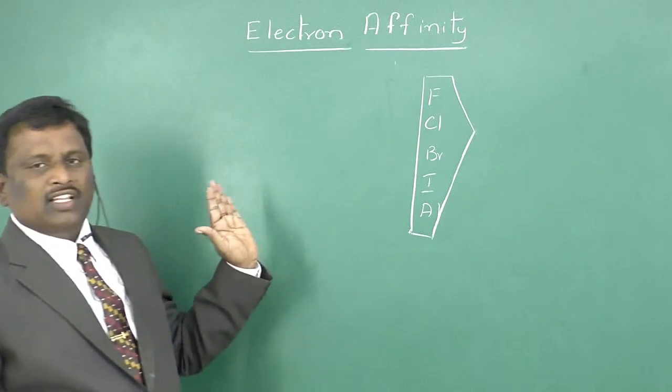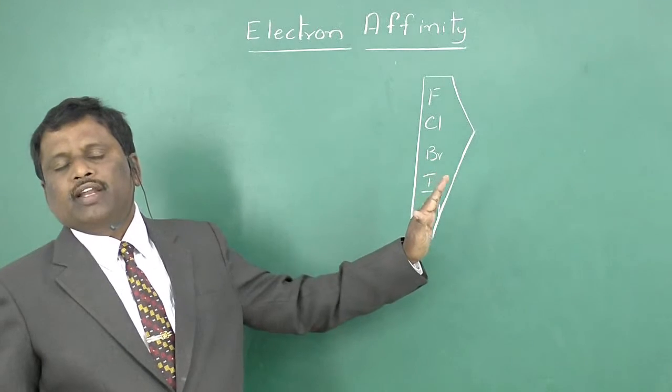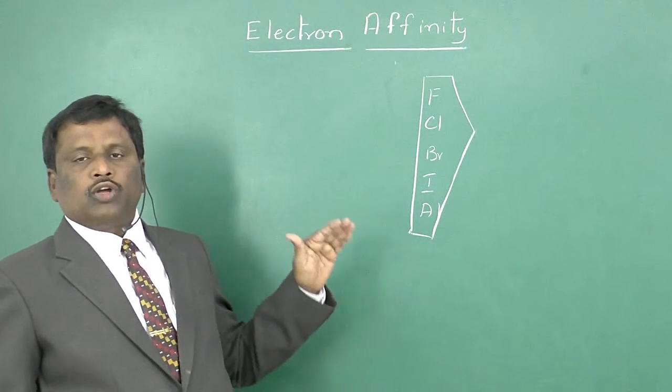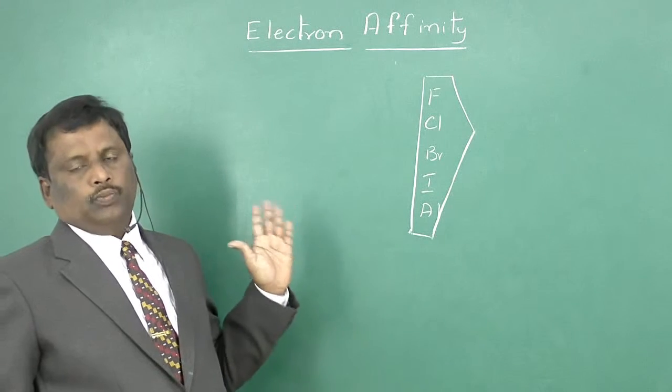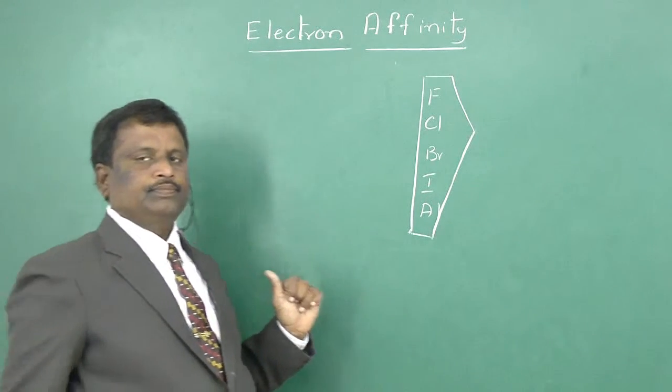From left to right in the period, electron affinity values are increasing with increasing atomic number, whereas in a group, it decreases from top to bottom. This is electron affinity.